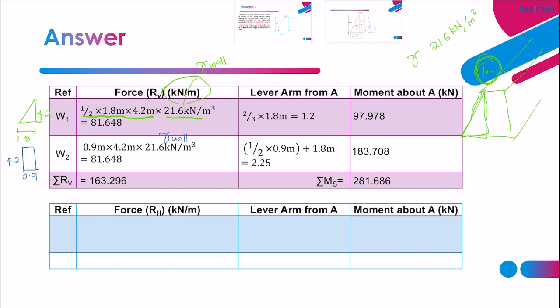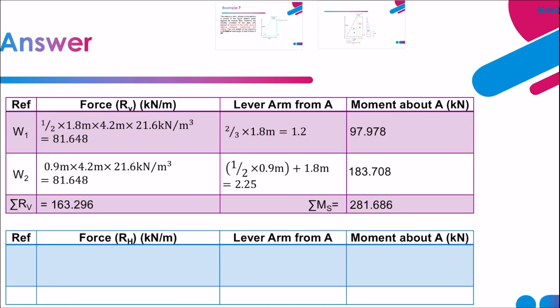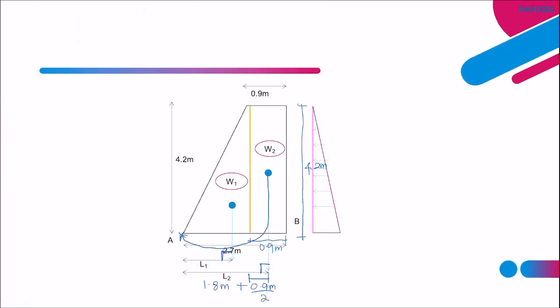Total MS. Next, we're going to look at the horizontal forces. What is the horizontal forces here? What is the lateral thrust here? It is water, that is the retained material. Have a look at this one.